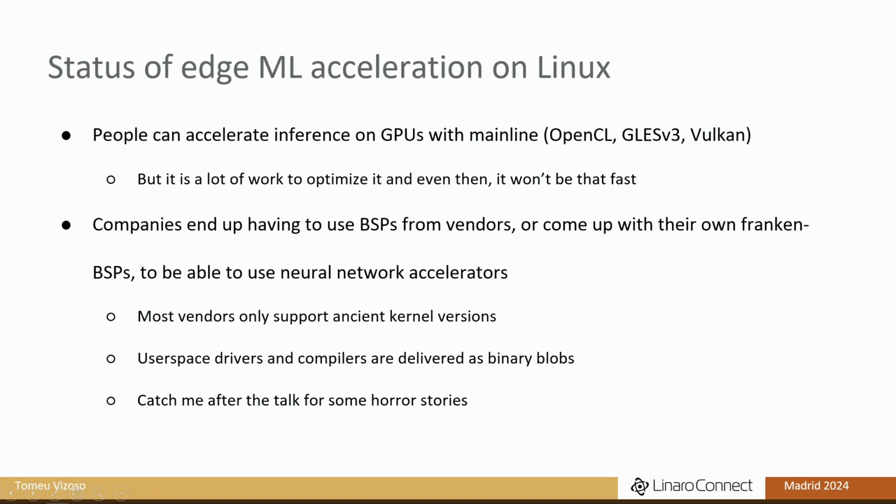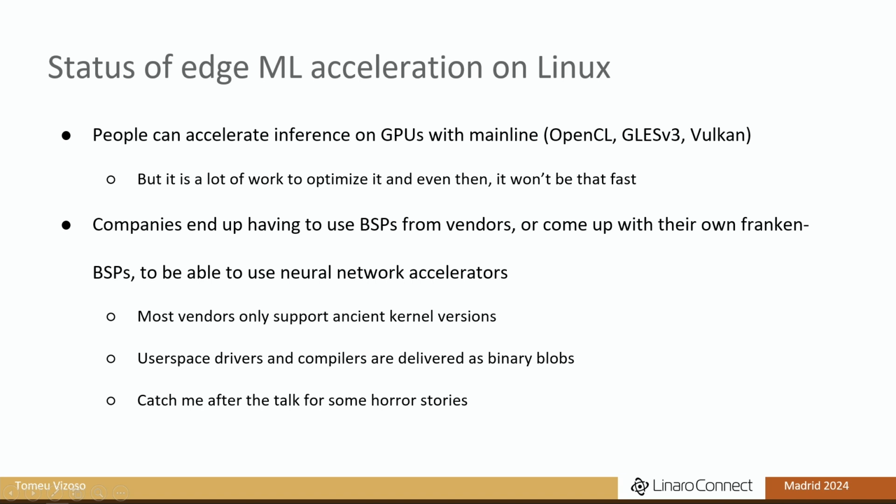Where are we right now? If you want to do acceleration on the edge, you can use the GPUs that you have there, but you are not going to get much performance. It will be a lot of work to optimize your model for that specific GPU. And so people want to use the NPUs, which are on the SoCs that they already paid for. Only that you don't have drivers in mainline.